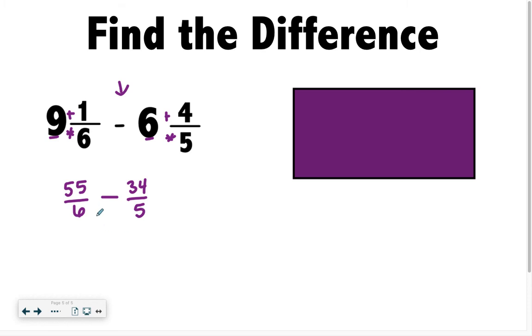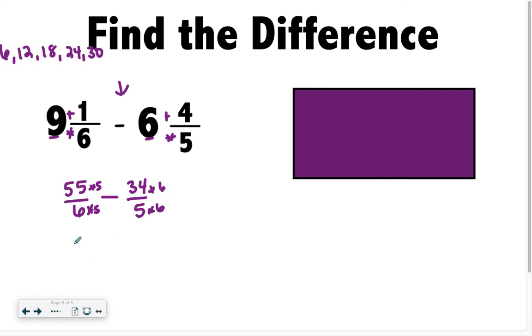Now that I have a fraction minus a fraction, I solve it just like I did the last problem. So I need to find a common denominator. So 6 and 5, let's see. 6 would be 6, 12, 18, 24, 30. Okay, so that was my fifth number. So I'm going to multiply both top and bottom by 5. And then 5 times 6 gets me to 30.